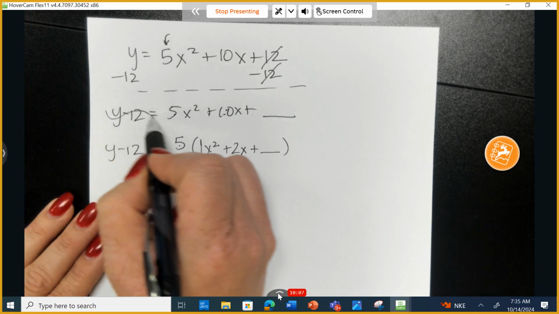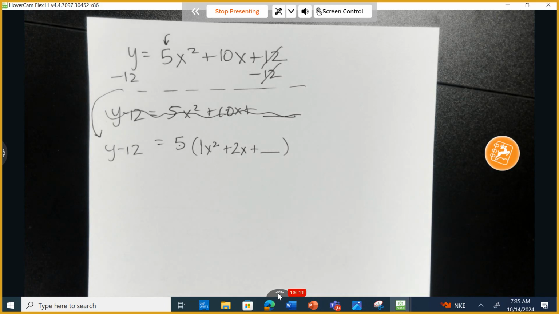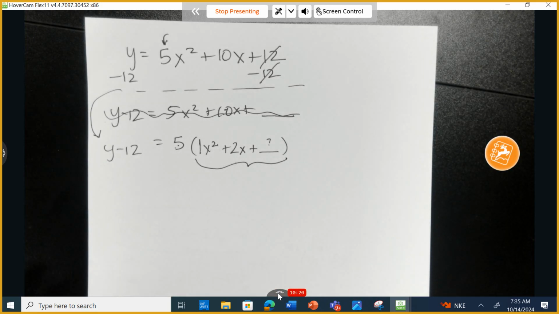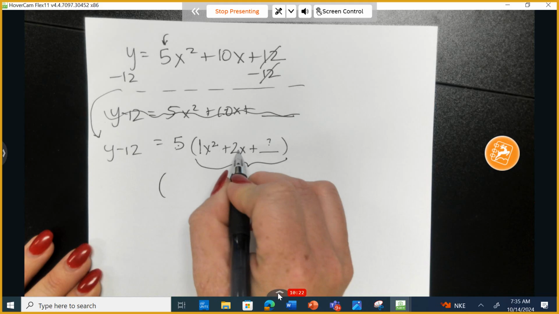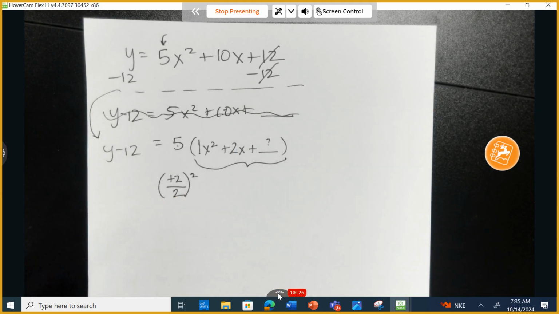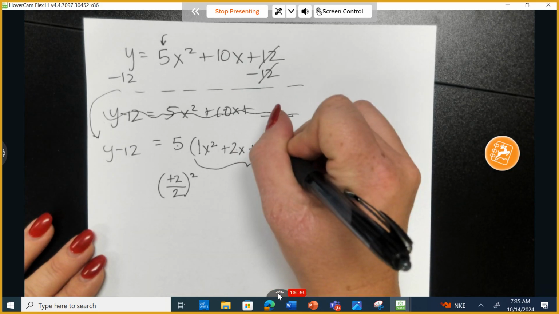So instead of writing down this step, you are welcome to drop down to this part where you factor out that 5 right away. How do I figure out this unknown value? I'm looking at this trinomial that's in parentheses. I'm taking the b value. Notice not just a 2, it's a positive 2. I'm dividing it by 2 and I'm squaring it. So 2 divided by 2 is 1, and 1 squared is 1. 1 times 1 is 1.